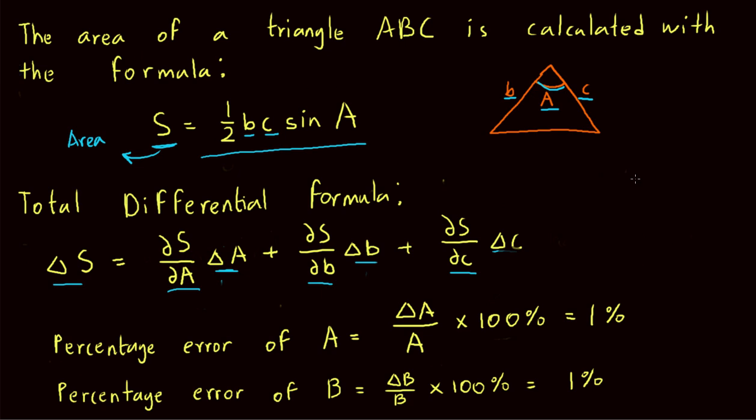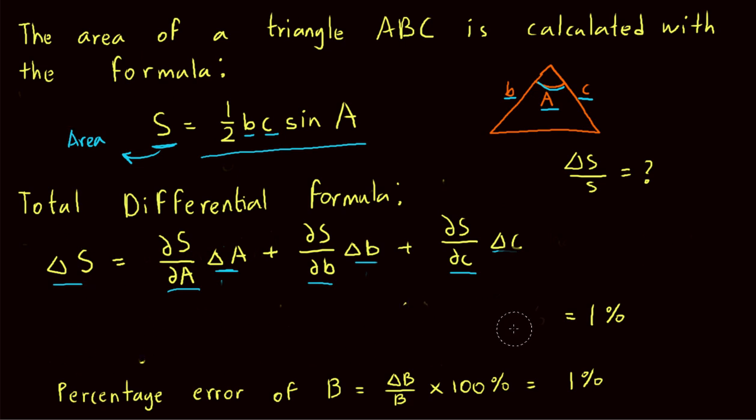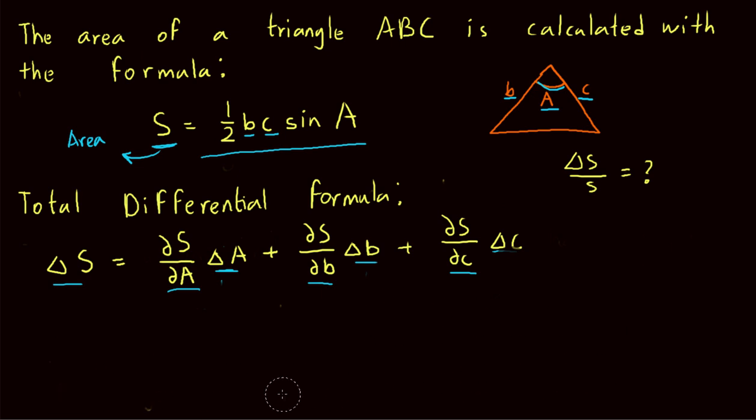So the question wanted us to find the percentage error for S, that is, delta S over S. How are we going to find that? First and foremost, we're going to find the percentage errors: delta A over A, delta B over B, delta C over C, as well as the partial derivatives. Let's proceed with this first.